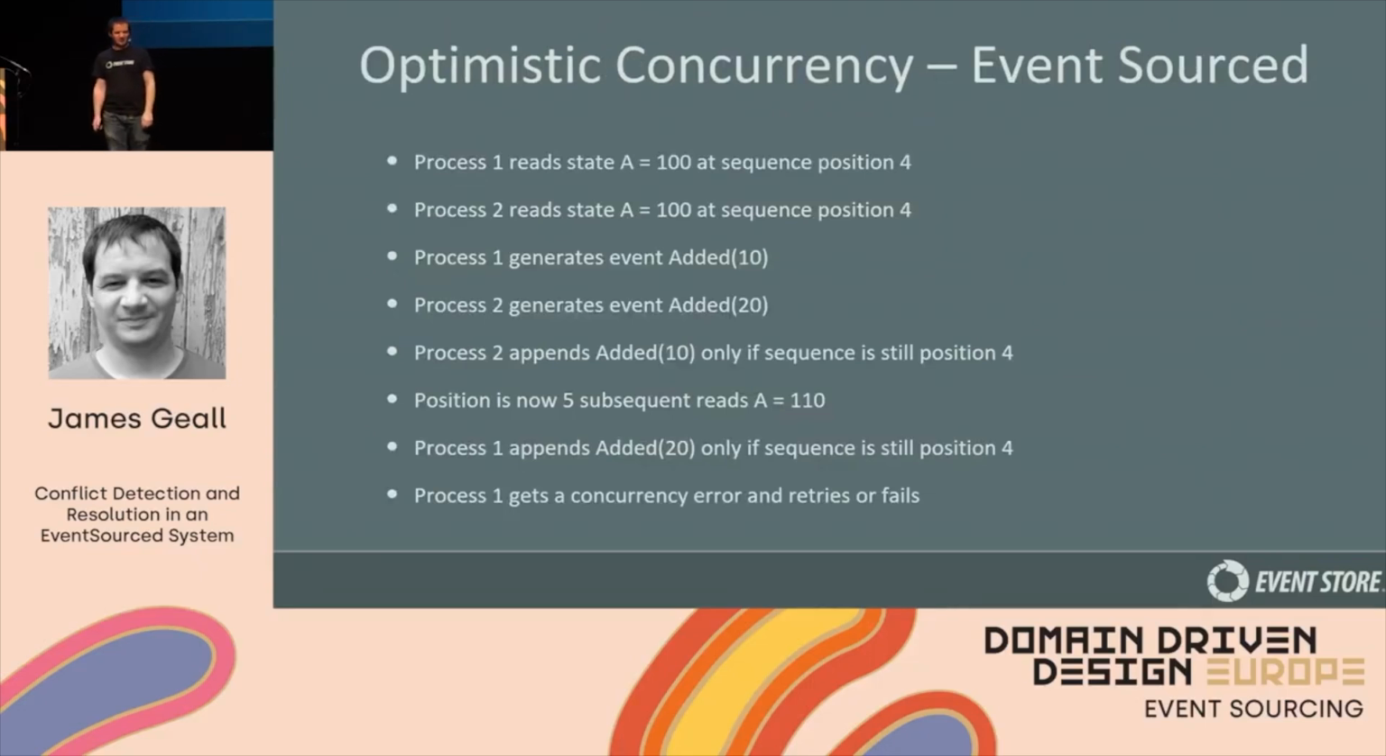So what does optimistic concurrency look like with event sourcing? So I talked a bit about stream positions there.